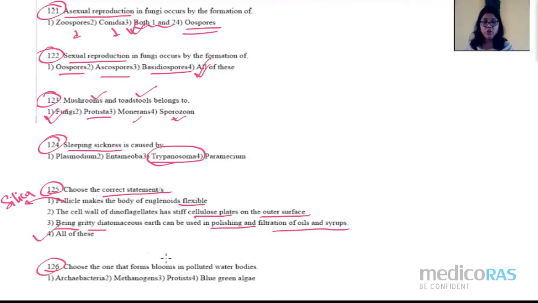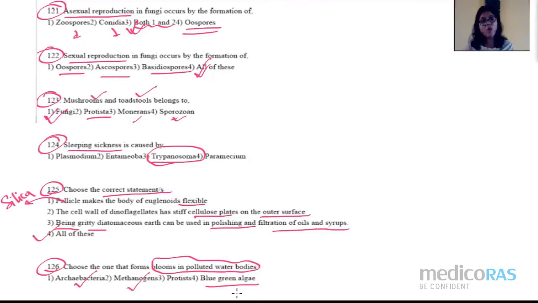Now come to question number 126, and they are asking that blooms in a polluted water body are actually caused by what? The answer is blue-green algae, because you can see archaebacteria, methanogens, these two are what? Bacteria. Bacteria can never bloom on a water body. They can grow but not that much, right? Blooming means you have to spread. Then protista, under protista we have animals also, so we can't clearly say this is protista. So we have blue-green algae.